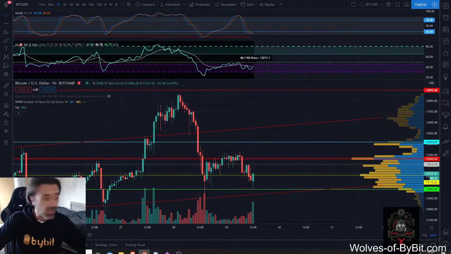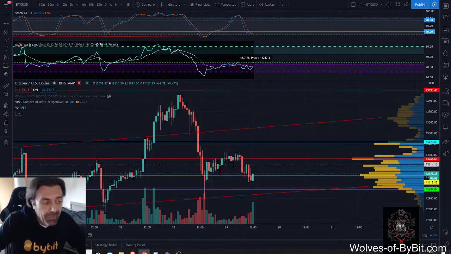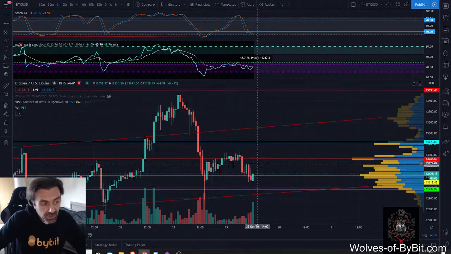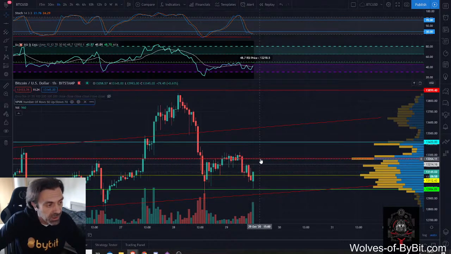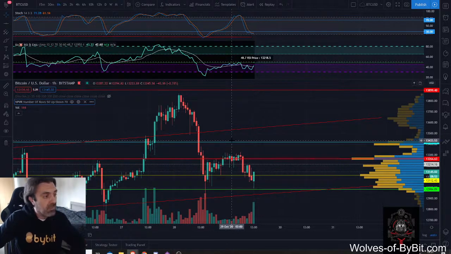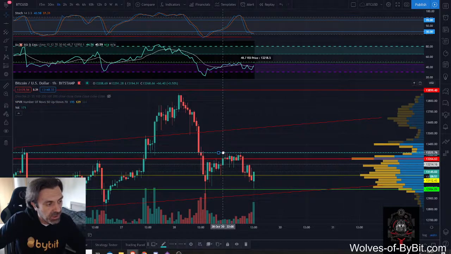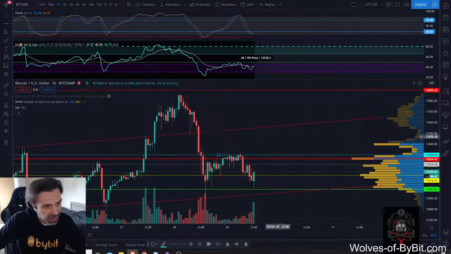Okay. Now, what happens if we manage to close above this dotted line, but we do not break this high or close above this high? This is not moving now. This is not moving. Let's move this one here down. Yeah, something like this.